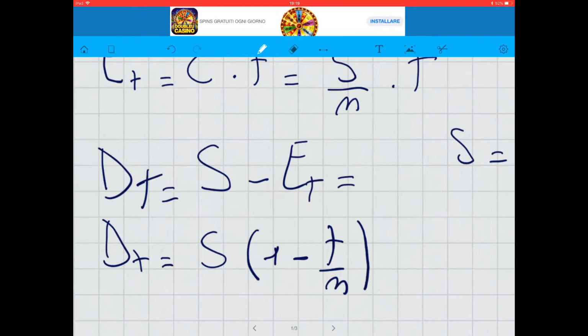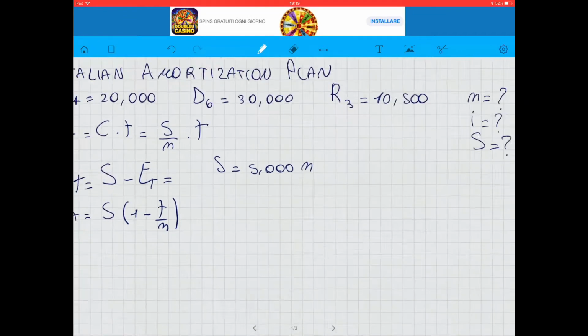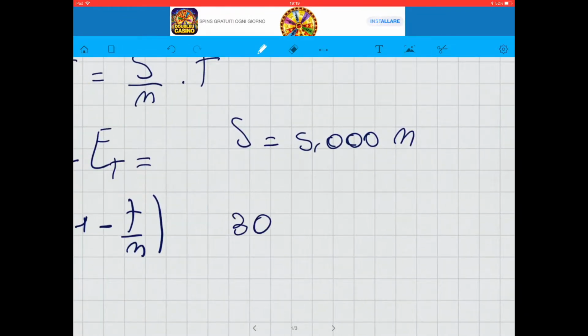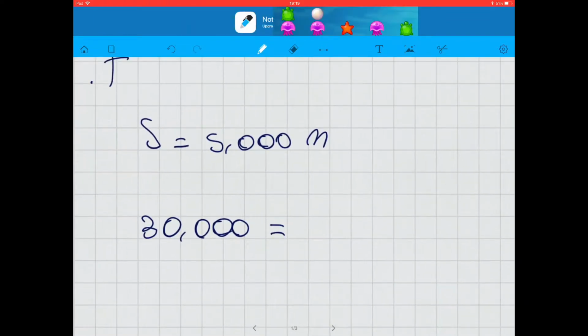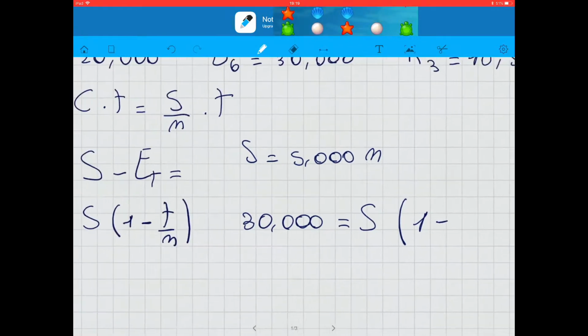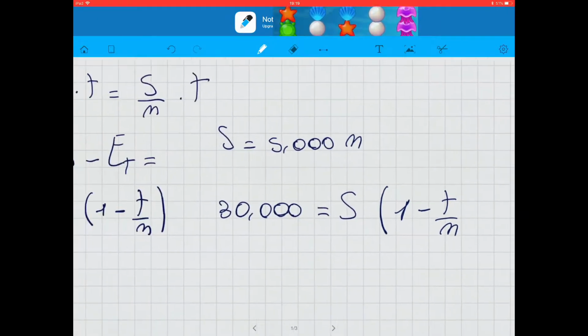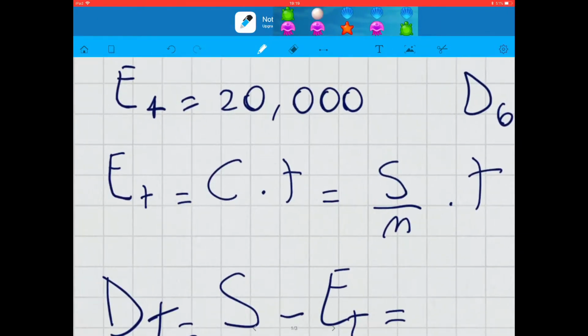And then we can write that 30,000 is equal to S times 1 minus T over N. That is our residual debt.